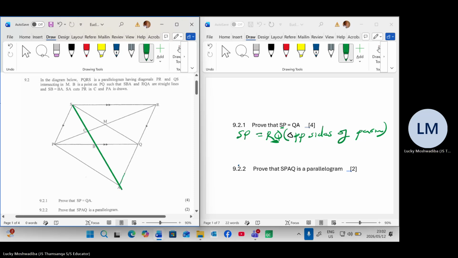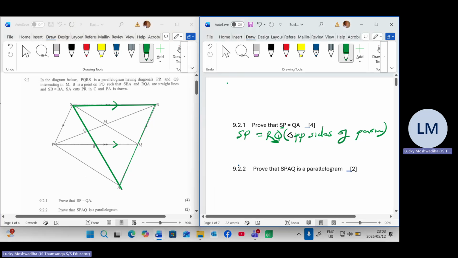I will talk about it in a moment. I just want to highlight to you to focus on this triangle SAR. Remember, we were told that SBA and RQA are straight lines. So that means SAR is a triangle. We were also told that PQRS is a parallelogram. What can we say about that information? We definitely do know that SR will be parallel to PQ. Now, before I proceed, let me highlight the midpoint theorem for you. The midpoint theorem will teach you.